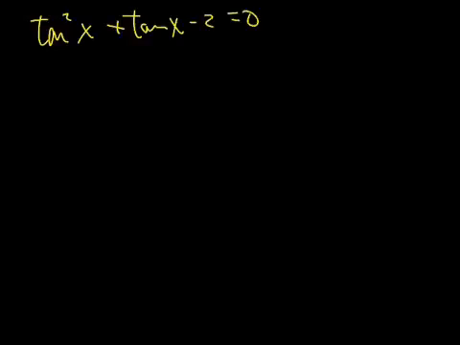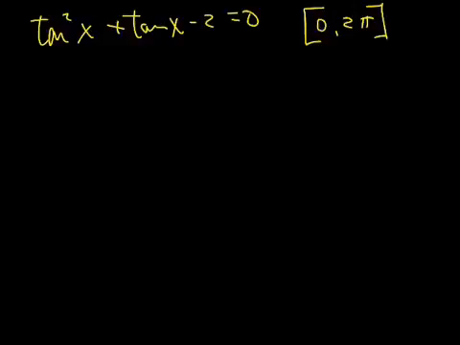So this is 6.2b, still working on trigonometric equations, part 1. So let's look at example number 3. We have tangent squared x plus tangent x minus 2 equals 0, and they're giving me my interval. And this time they give my interval in radians, but it's still 0 to 360 degrees.